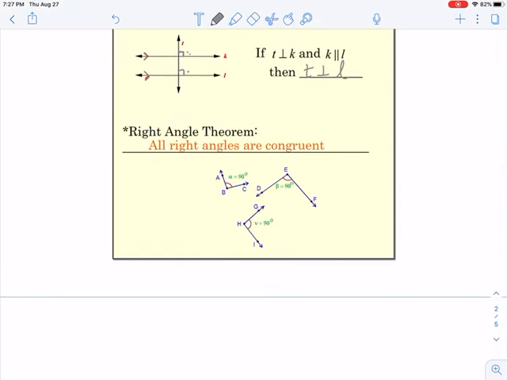The right angle theorem states that all right angles are congruent. Again, if you look at the three pictures, all three of those angles measure 90 degrees and all three of them are going to be congruent. It seems like I'm stating the obvious there, but we're going to start doing some proofs in a little while, and that is going to come up very often. So it's a simple concept, but it's an important concept.